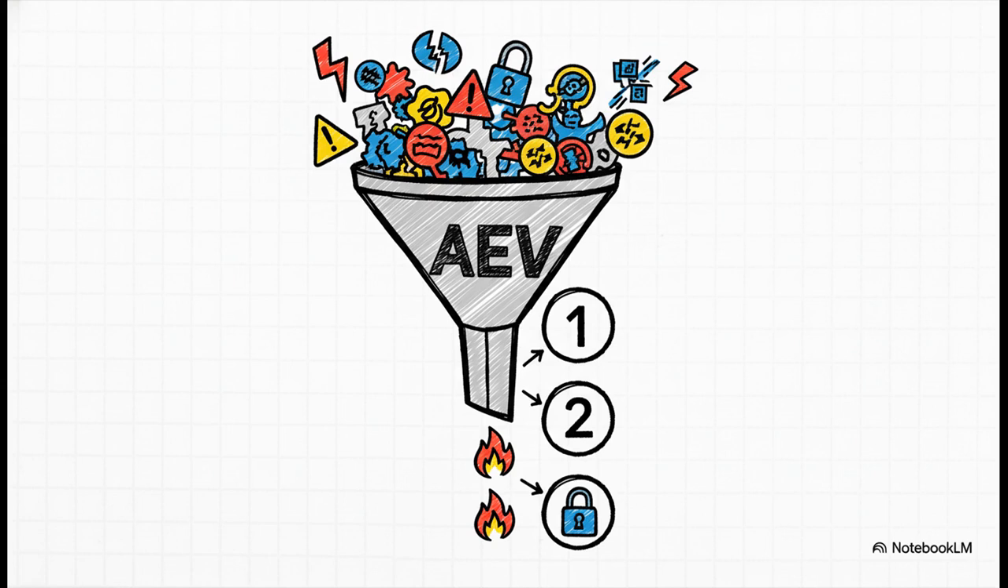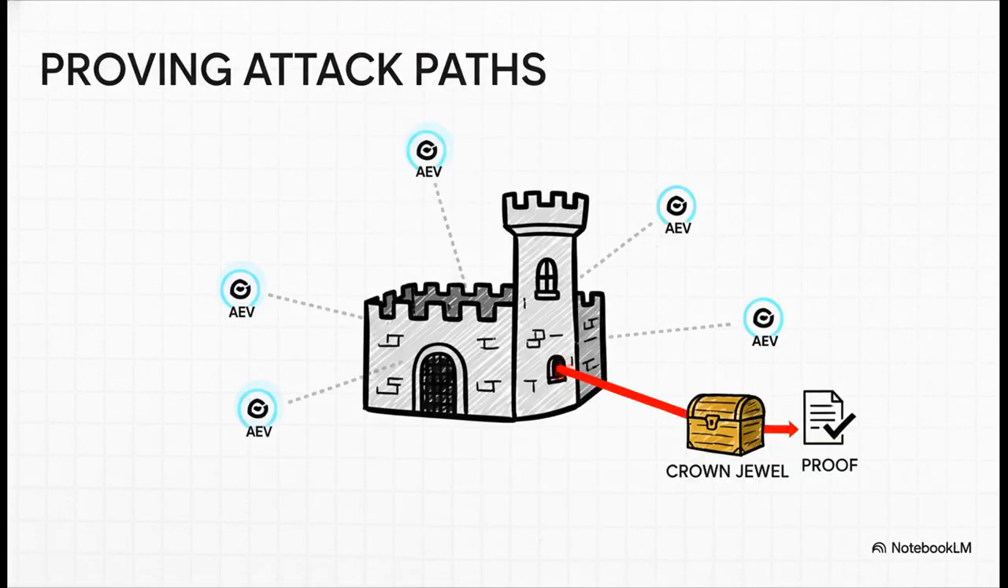Okay, job number 2. This one gets right back to that initial problem we talked about, finding the signal in all that noise. It's all about helping you prioritize which exposures, which cracks in the wall to fix first. And this is where AEV can completely change the game for a security team.